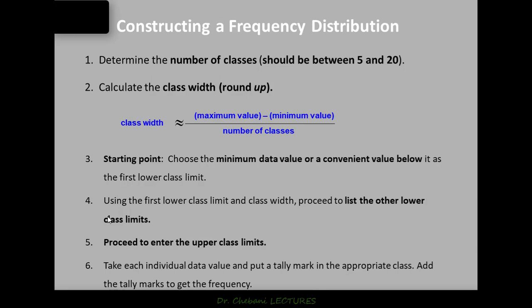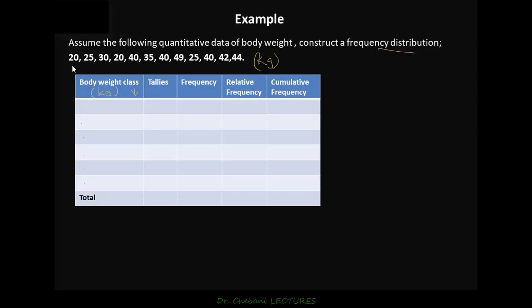So I have already said the number of classes will be 6. Okay, so we have 6, and so let's calculate the class width. The minimum value here that we have is 20. The maximum value is 49, right? So our class width is equal to 49 minus 20, divided by the number of classes, which is 6.